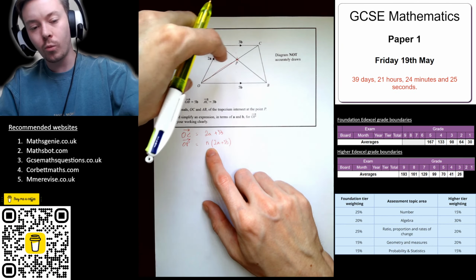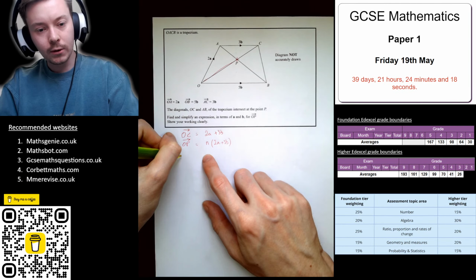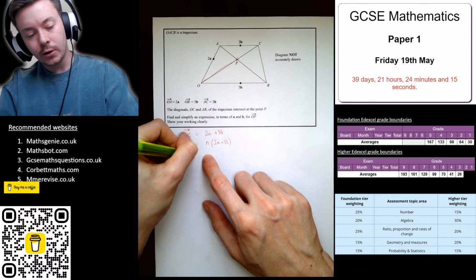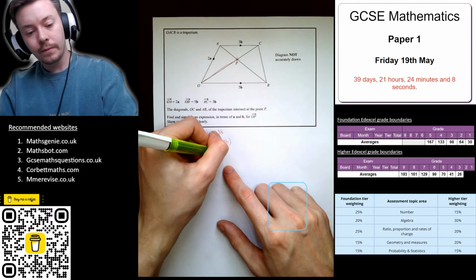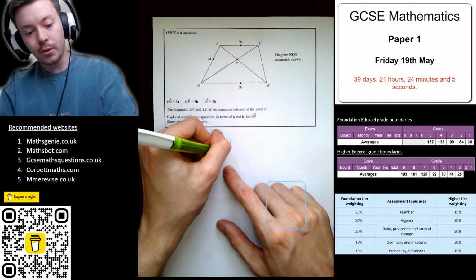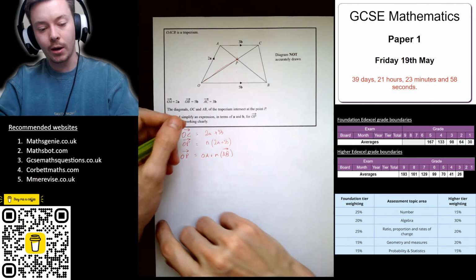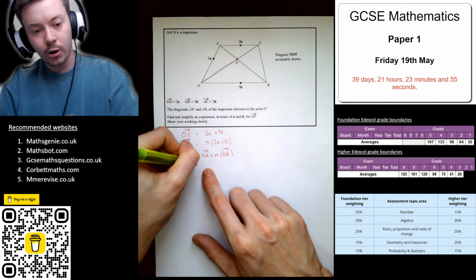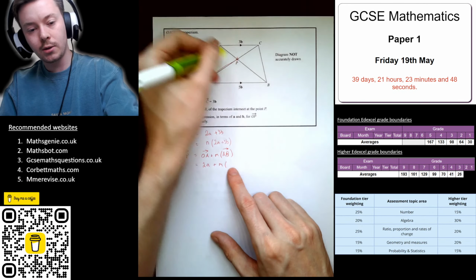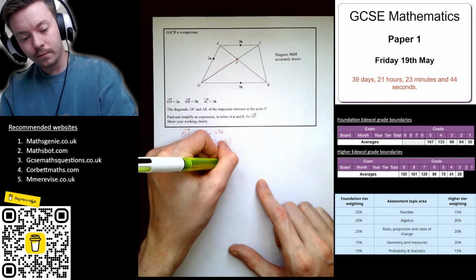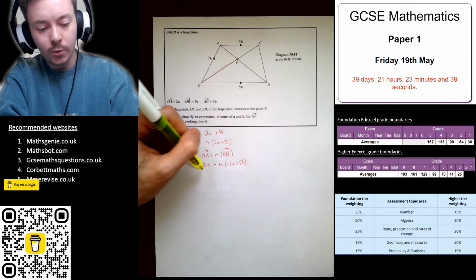Now I've said I could do it a different way. I could do O to A and some fraction of A to B. So O to P is also O to A plus, let's say, M lots of A to B. So O to A is 2A plus M lots of A to B. A to B is minus 2A plus 5B. And we get this. Now that means these two things must be equal to each other.